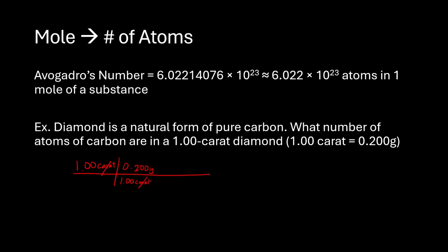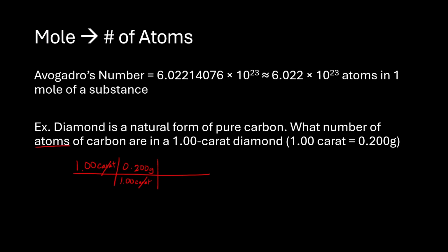It's asking us what number of atoms, so I want to end up with atoms. I'm not there yet. I have grams, and grams are not what I want. Now, can I go straight from grams to atoms? The answer is no. I can go from moles to atoms, but I can't go from grams. So what I'm going to have to do is convert the amount of grams into moles.